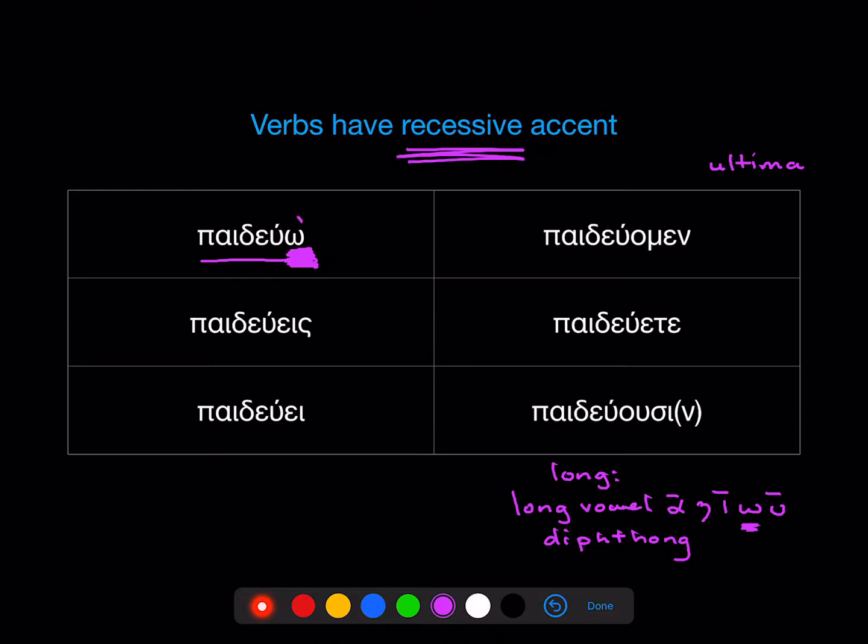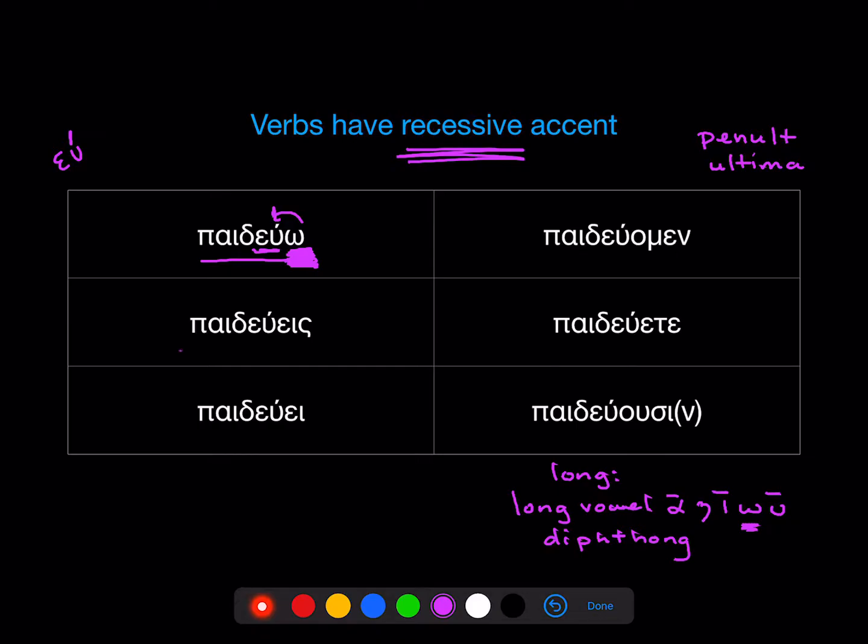That means the accent can only go back one more syllable to the penult. Okay, so there's the penult right there. O. That is itself a diphthong. O. When you put an accent over a diphthong, it goes over the second vowel of the diphthong.